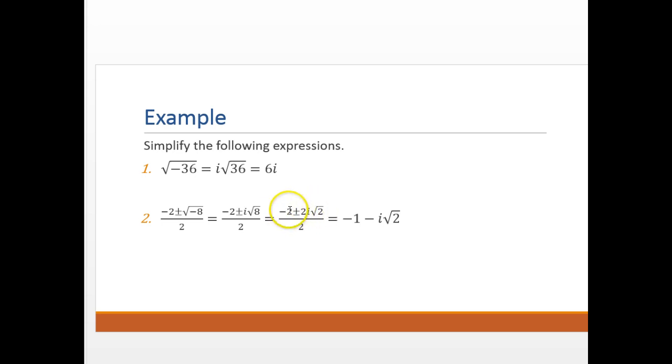And notice this 2 out front, this 2 in front of the radical, and this 2 in the denominator are all divisible by 2. So negative 2 divided by 2 is negative 1. 2i divided by 2 is i. And I'm left with the root 2. So this is negative 1 plus or minus i root 2 would be my answer.